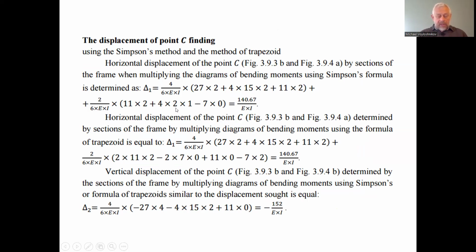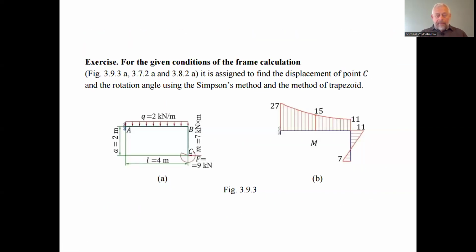2 is a magnitude of the bending moment on the diagram here in the middle, so we can find the middle one. The rule of Simpson we can apply as well to the twisted trapezoid. This has magnitudes of different signs. If we assume that 11 is positive, then 7 has to be negative.